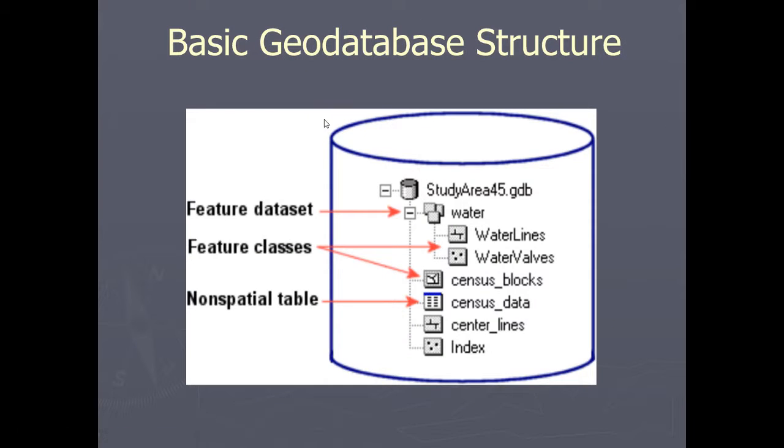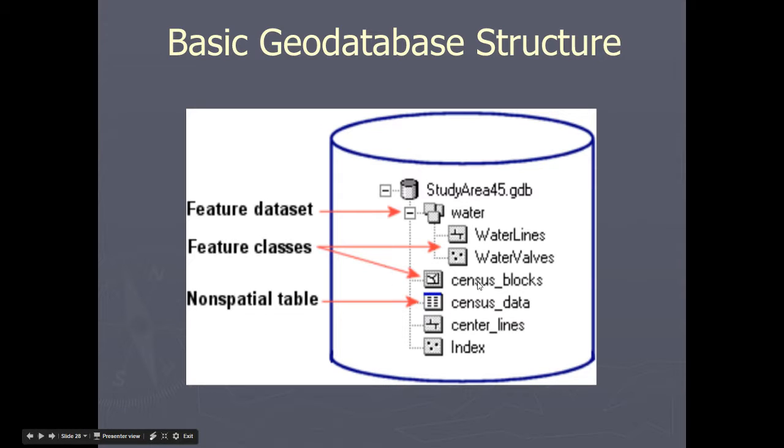So this is what a geodatabase looks like. Inside of a geodatabase, you can have standalone feature classes like the center lines and the census blocks. You can have non-spatial tables that don't have geometries associated with them. So feature classes and non-spatial tables.